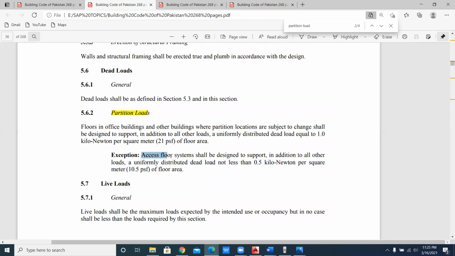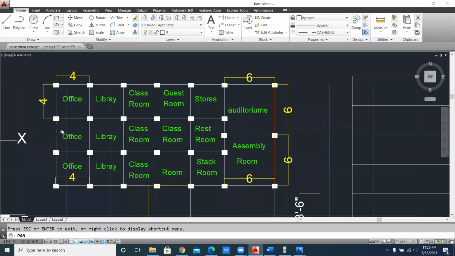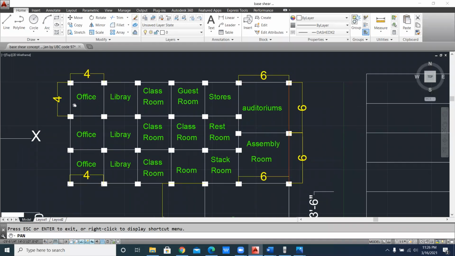Okay, it means that for an access floor system, where you can go very easily, you have to support in addition to other loads a dead load not less than 0.5 kilonewton per square meter of floor area. That is 10.5 psf for floor area. So we have also provided the factor, that is 1. What does that mean for the floor area? If I open my project here, you will see that normally we consider the roof as a floor. Here is the floor, office, and all the other floors we have to calculate here.